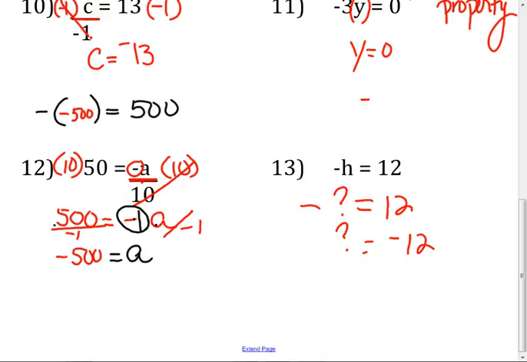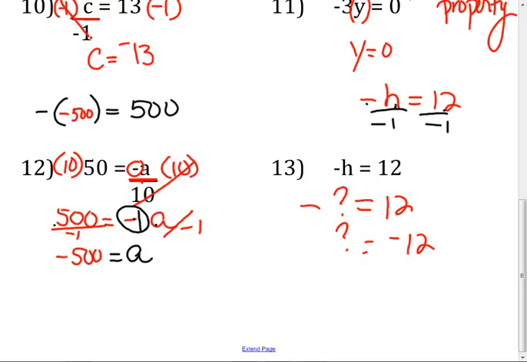Or you could take this, negative h equals 12, and divide by negative 1. I'd rather have you understand what it is. It says the opposite of this number is a positive 12. The only thing opposite of that number has to be a negative 12.